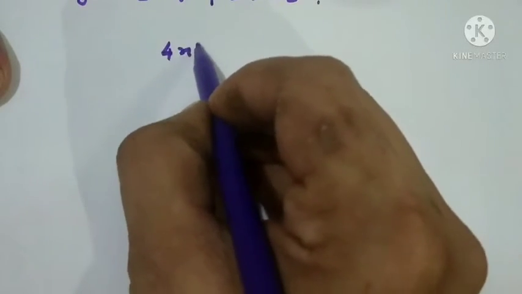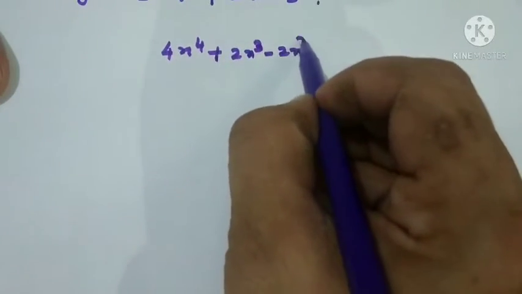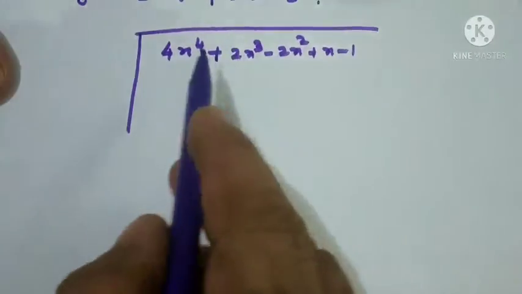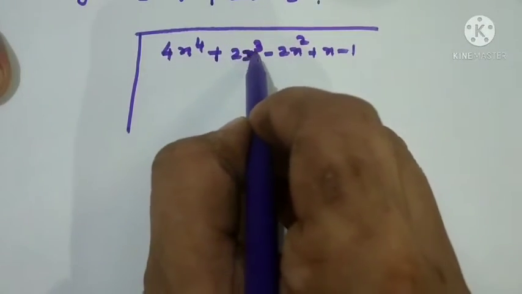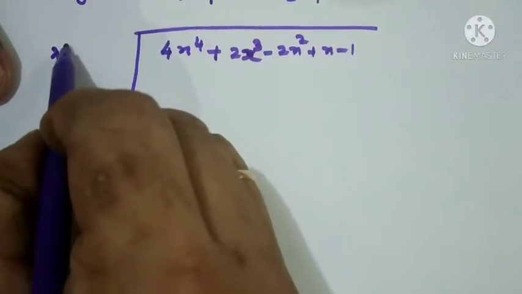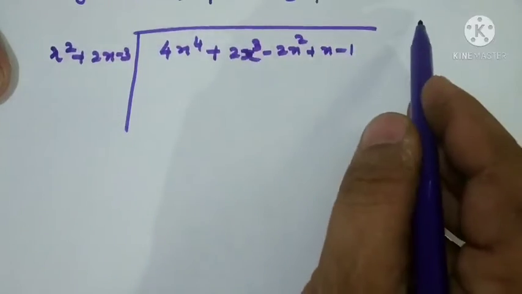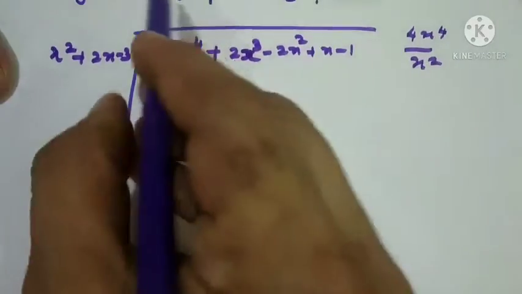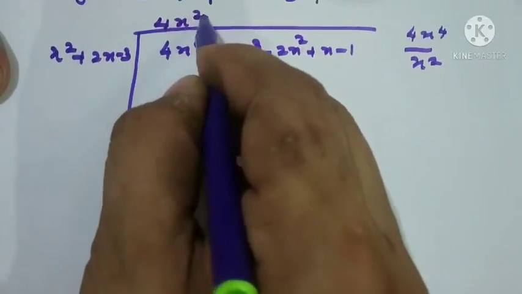So 4x raised to 4 plus 2x cube minus 2x square plus x minus 1. All the terms check. X raised to 4 is there, x raised to 3 is there, x square is there, x and 1. So all are in standard form only. Here what is to be written? X square plus 2x minus 3. So what is the first term? 4x raised to 4 by x square. So I'll write here 4x square.